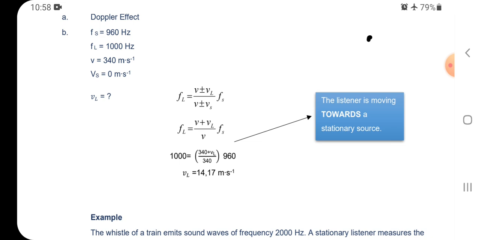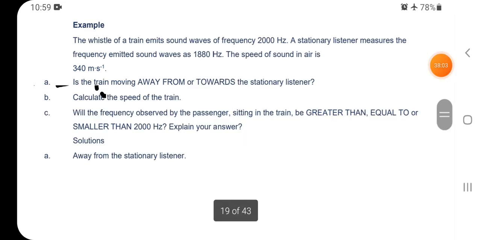When we're looking for the VL and the VS, it's quite a complicated calculation, so you have to know how to do it. So here is another example. Pause the video to challenge yourself, and then I will show you the solution.